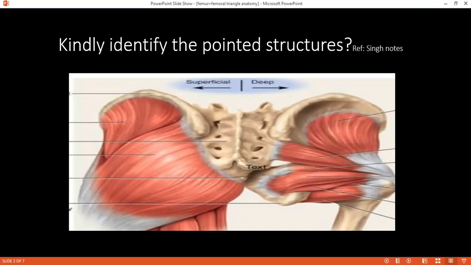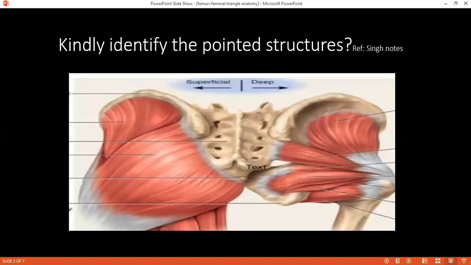Okay, the one on top is the piriformis. And then the one just below it is the superior gemellus, and the one between them is the obturator internus, and the one just below it is the inferior gemellus. Okay. Piriformis, gemellus superior, inferior, and quadratus femoris.